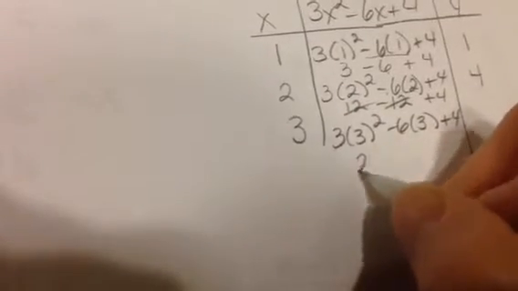The last one. 3 times 3 squared minus 6 times 3 plus 4. 3 squared is 9. 9 times 3 is 27. Negative 6 times 3 is negative 18 plus 4. So 27 minus 18 is 9. 9 plus 4 is 13. So when I graph it, I'm going to graph the value 1, 1. I'm going to graph the value 2, 4.